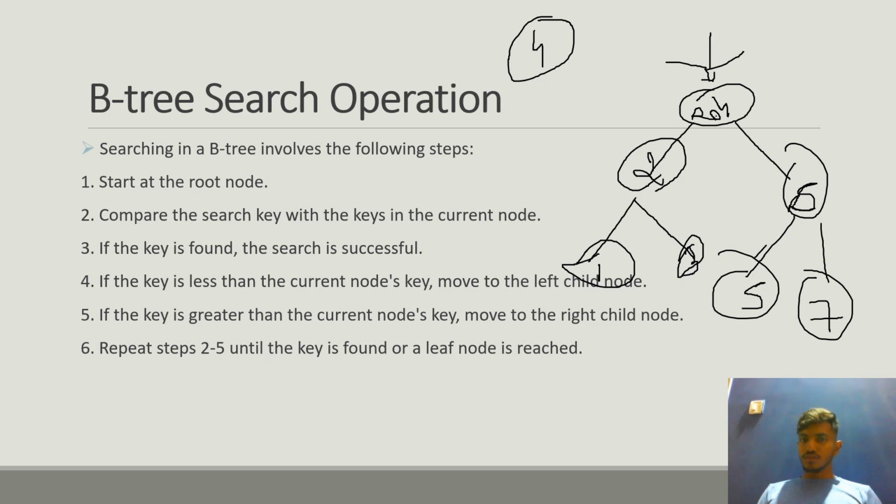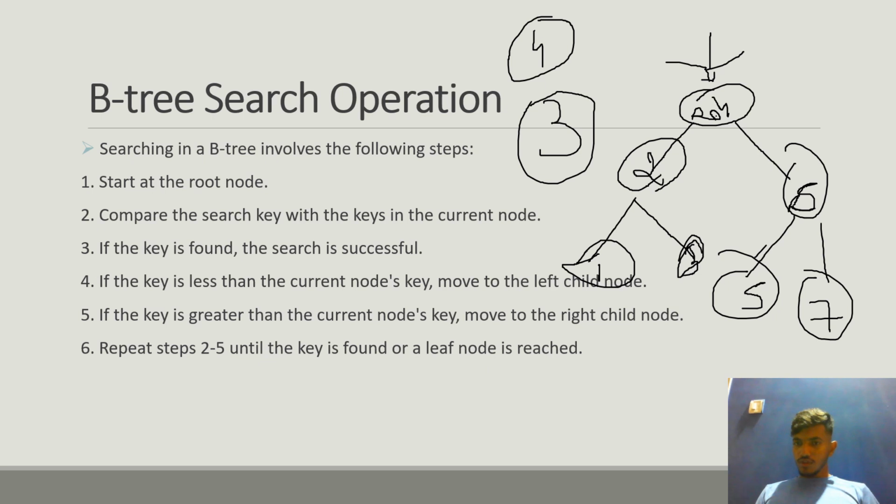Otherwise, if we want to search, for example, let us take 3. We want to search for 3 here, right? If the key is less than the current node, move to the left. If the key we want to search is less than the current node, where we are at the root node, so 3 is less than 4, we move into the next child node. Here again we check the current node. If it is greater than the current node, we move right. So 3 is greater than 2, so we move right.